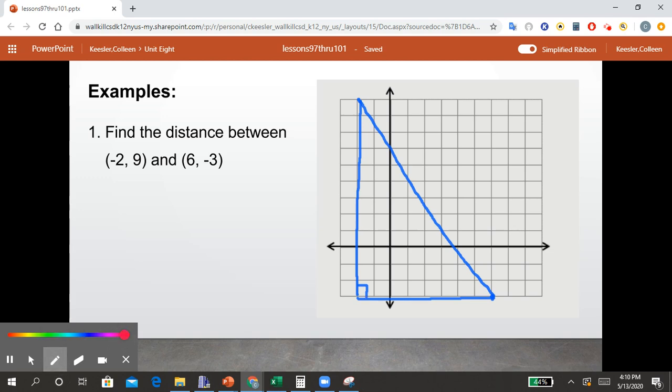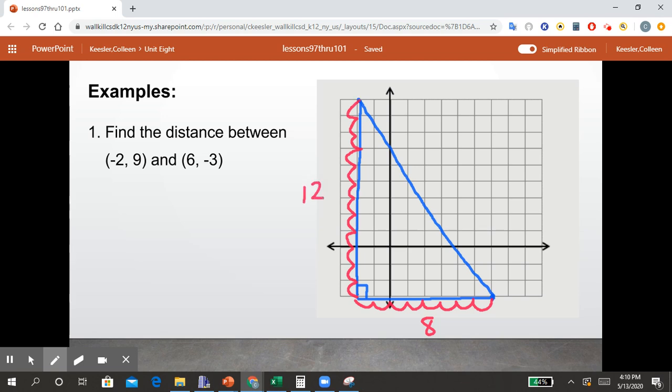So I know that this distance across on the bottom is 1, 2, 3, 4, 5, 6, 7, 8 units. And then I need my height, which is 1, 2, 3, 4, 5, 6, 7, 8, 9, 10, 11, 12 units. And with those two, I can find that diagonal because we can't count units on an angle like that. So we have a squared plus b squared equals c squared as our Pythagorean theorem. We plug in 8 for a and 12 for b. And then we can solve for c.